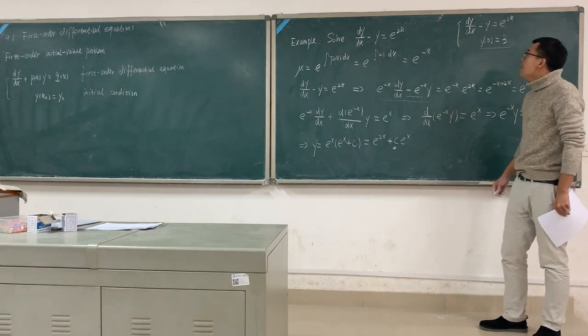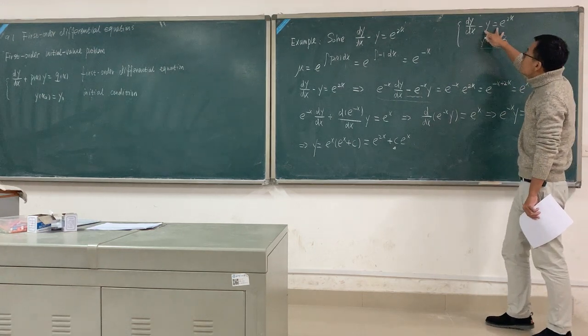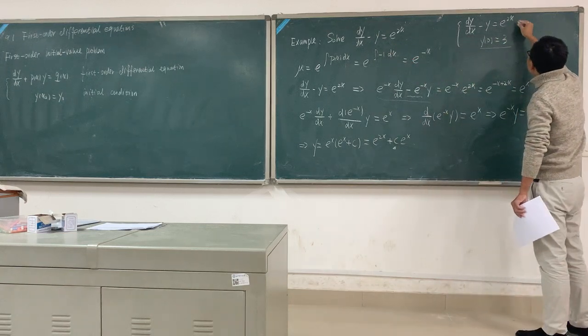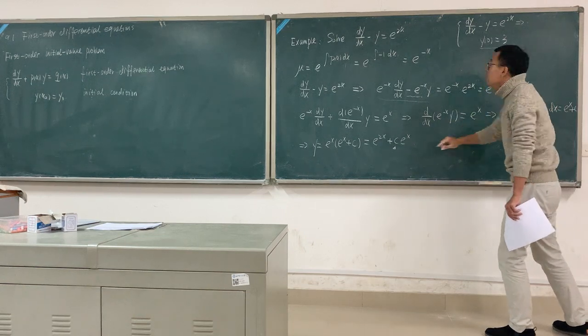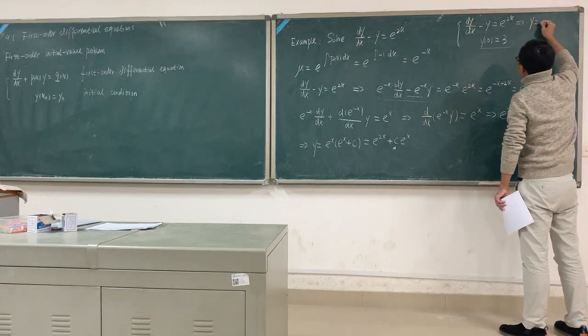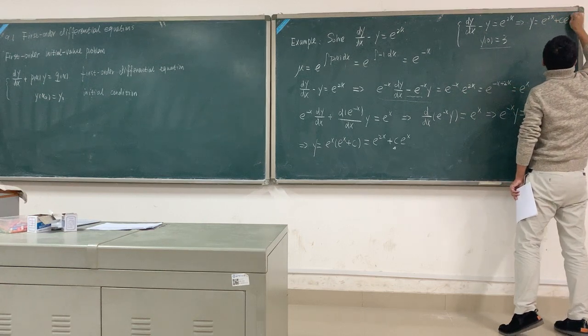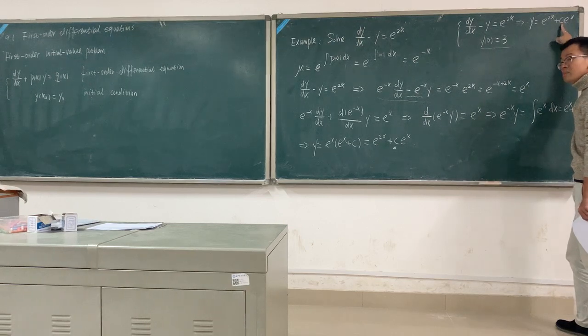Now we can see this equation and this equation are the same. So the solution of this equation is y equal to e to the 2x plus c e to the x. So now we need to determine c.